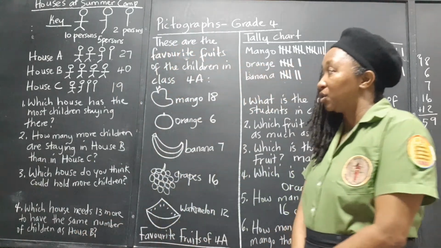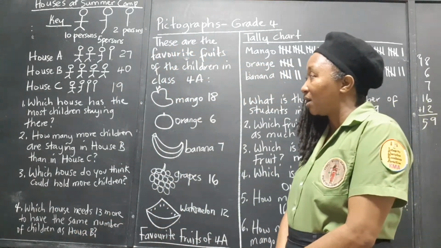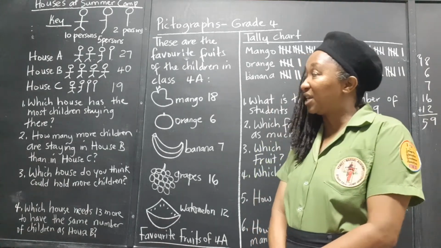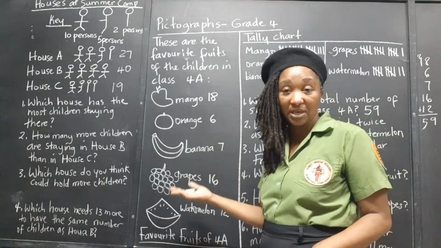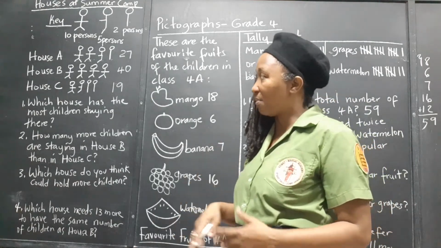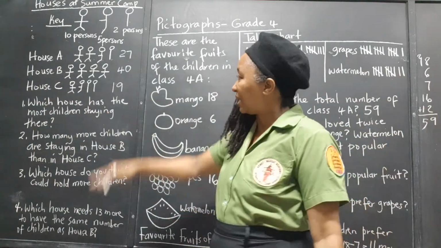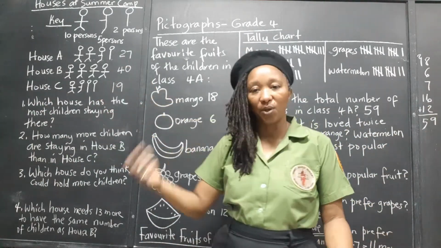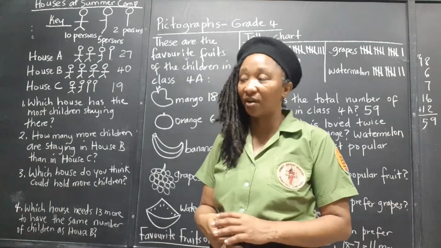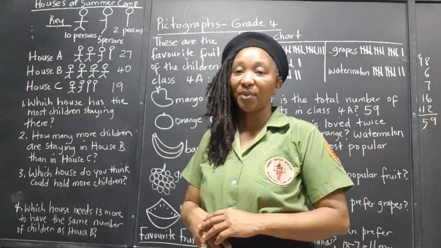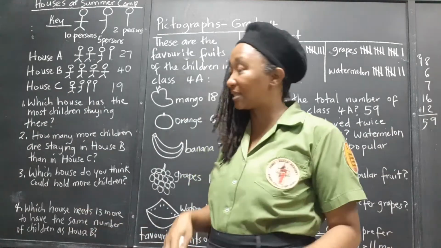Okay, so house B looks crowded. Maybe they should take some people out of house B and put them in house C. Or maybe house B is just a bigger building, right? Maybe this is a smaller building and it can only hold a smaller number of children. Maybe house B is a huge building with lots of beds and space.